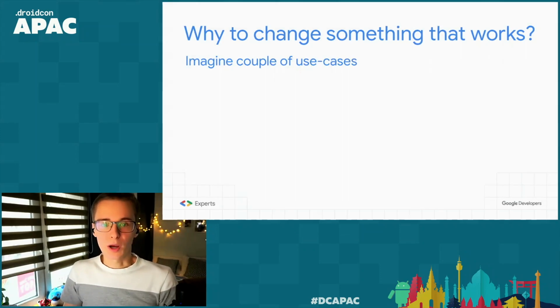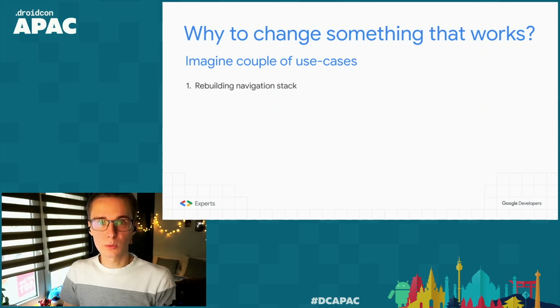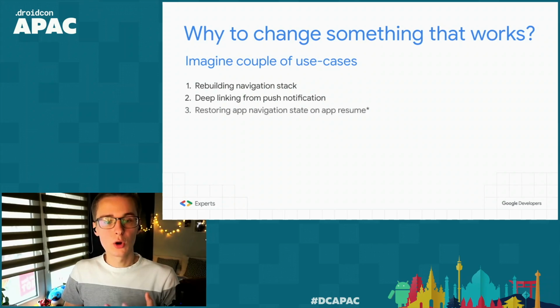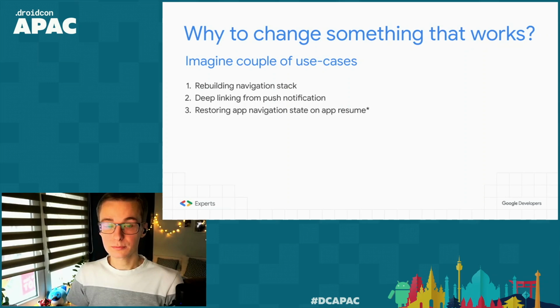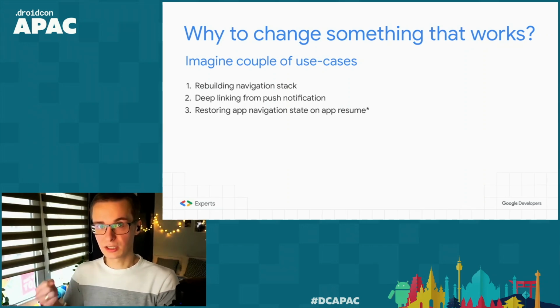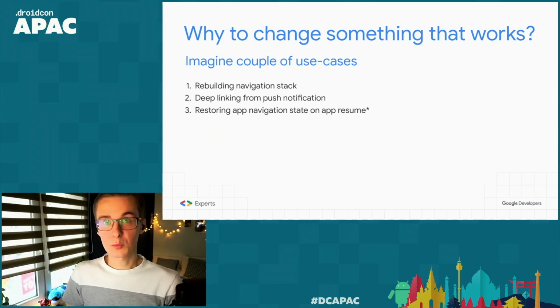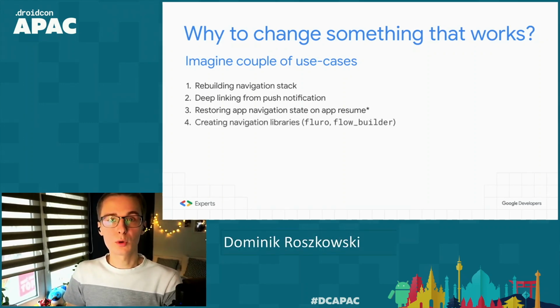And some of you may ask, why do we even change something that works? We are used to it, everybody knows it. So here are a couple of use cases that should help you understand. First of all, if you want to change your navigation stack, if you want to make a deep link from a push notification, also if you want to handle restoring the state of your app, let's say if you open your app again, similarly as with Twitter or some other apps, you land on the same page. Of course, there is something called the restoration framework, which will be used for that, but it's still not ready to be used in production. However, it's available for you as well. And also if you want to create a navigation library.